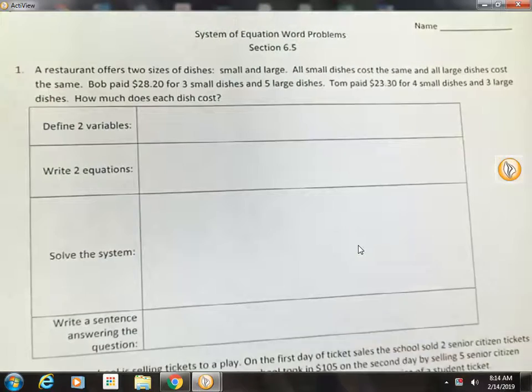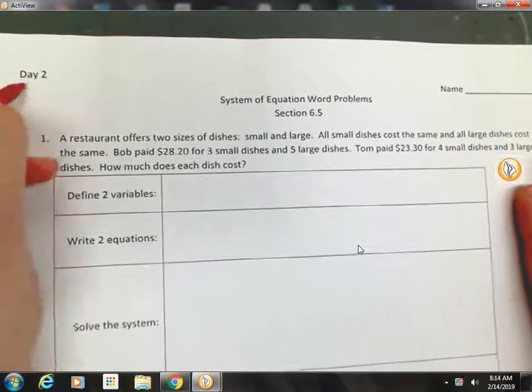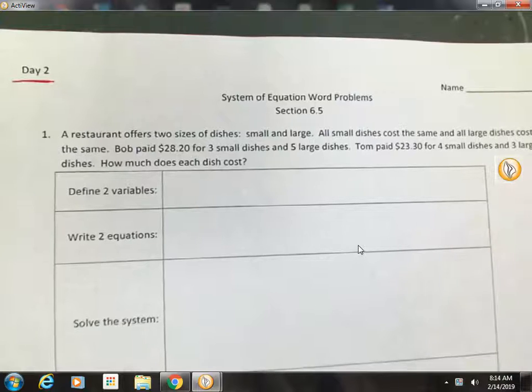So number 1 on today's handout, it does say day 2, so you know it's today's. A restaurant offers 2 sizes of dishes, small and large. All small dishes cost the same, and all large dishes cost the same. Bob paid $28.20 for 3 small dishes and 5 large dishes. Tom paid $23.30 for 4 small dishes and 3 large dishes. How much does each dish cost?